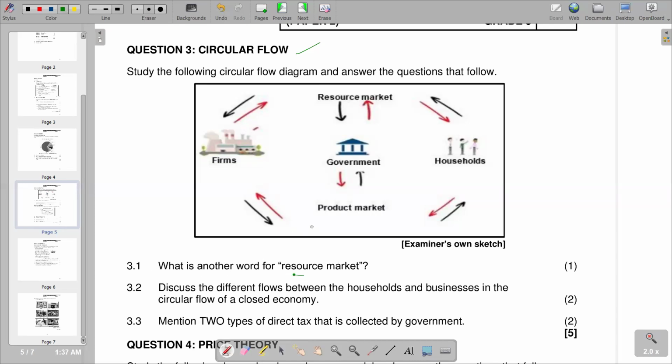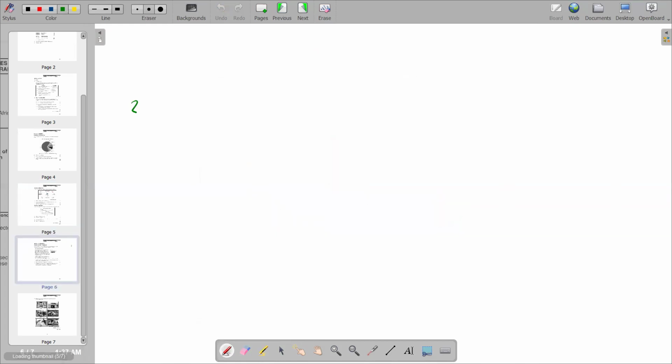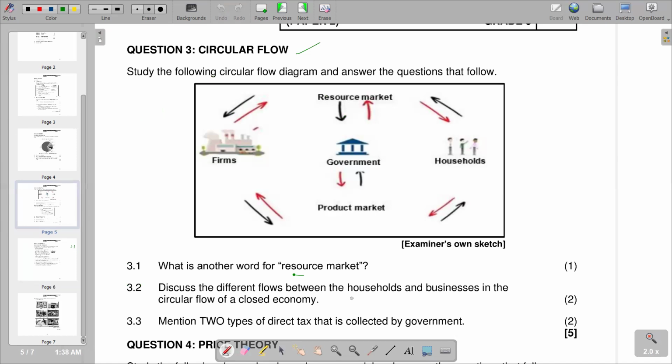We know that resource markets are markets that exchange the services of the four factors of production, that is land, labor, capital, and entrepreneurship. So you'll see that the resource market is also called the factor market. So a factor market is another word for resource market. For 3.1, our response is the factor market.